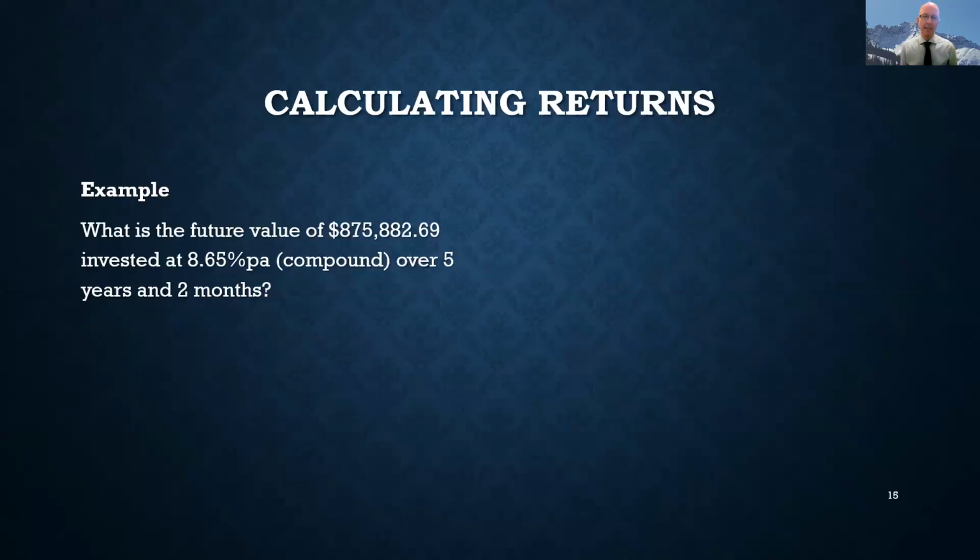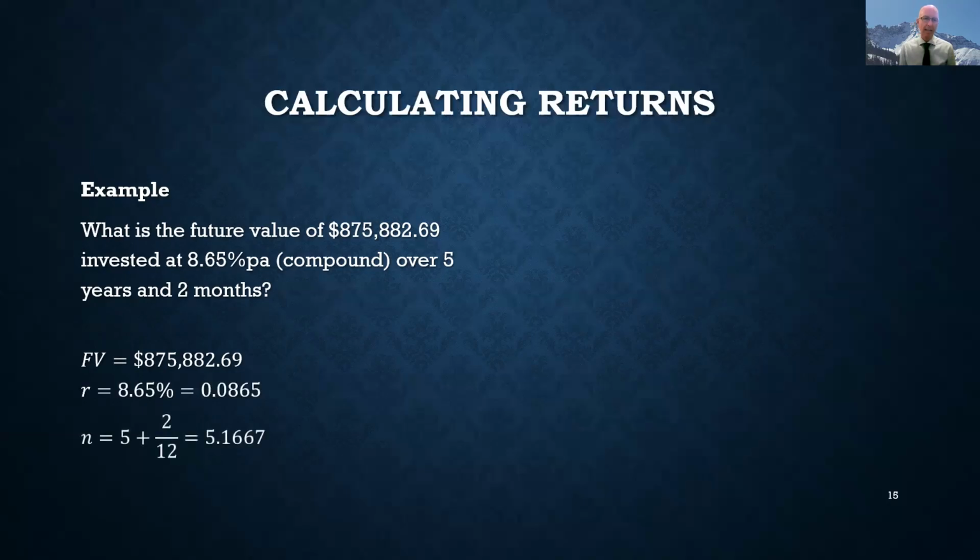Again, there's a trick here. Remember, 5 years, 2 months. It's 5 plus 2/12. PV equals 875,882.69. R equals 0.0865. N equals 5.16 repeating, which I've rounded here to 5.1667.